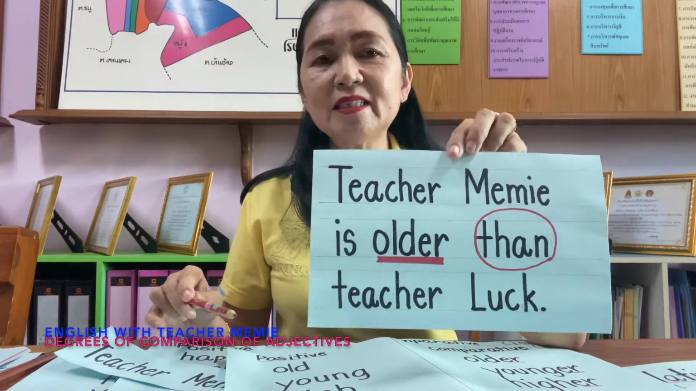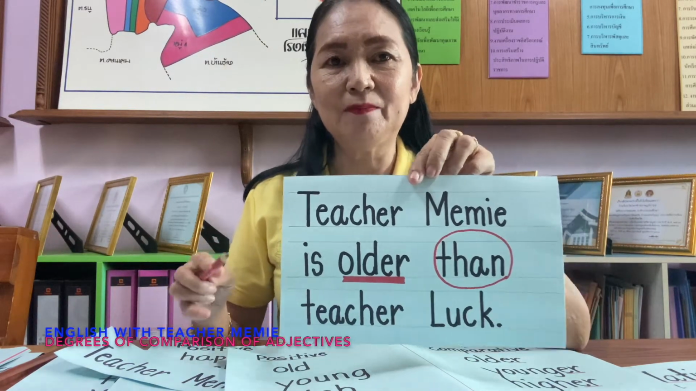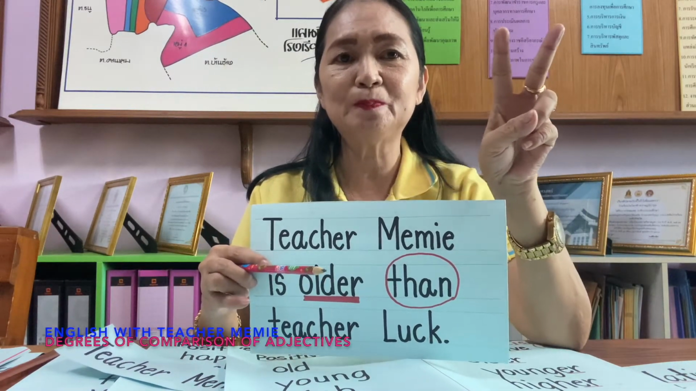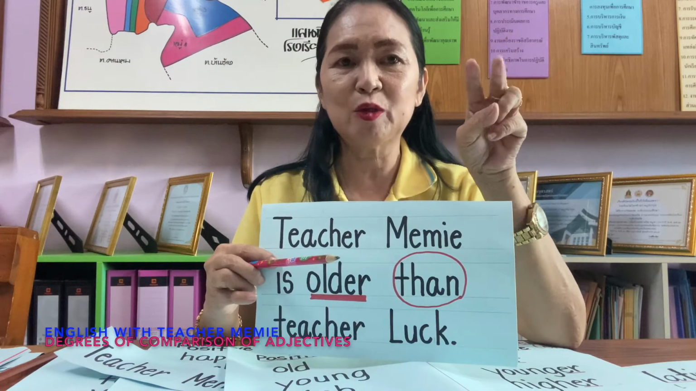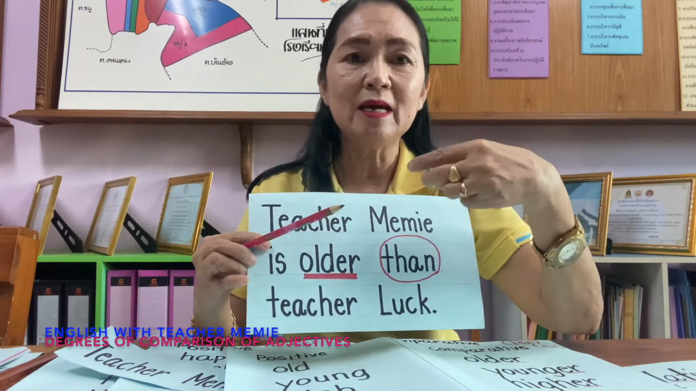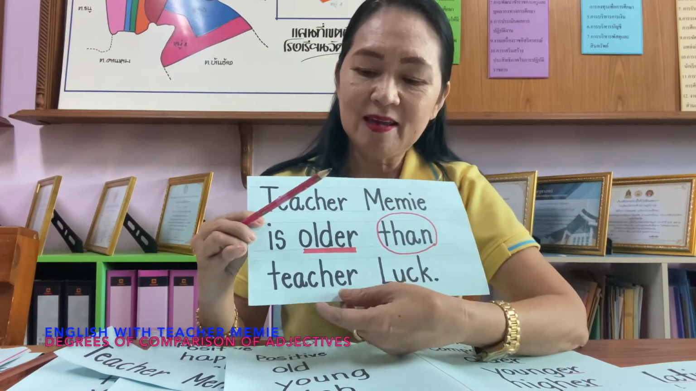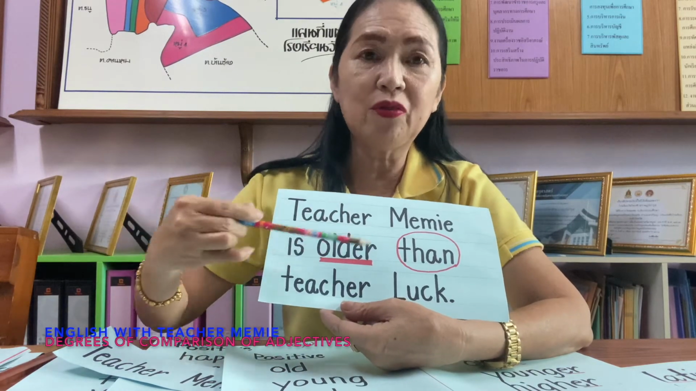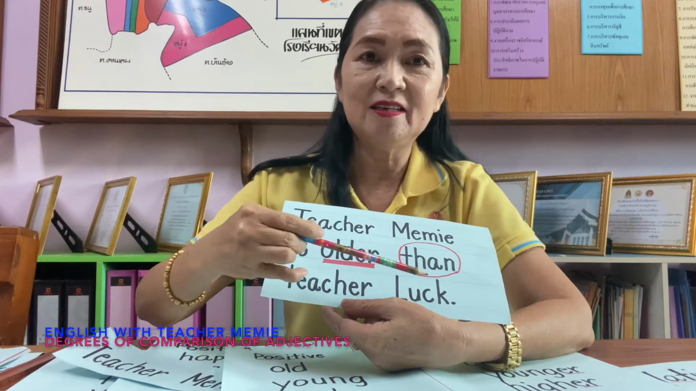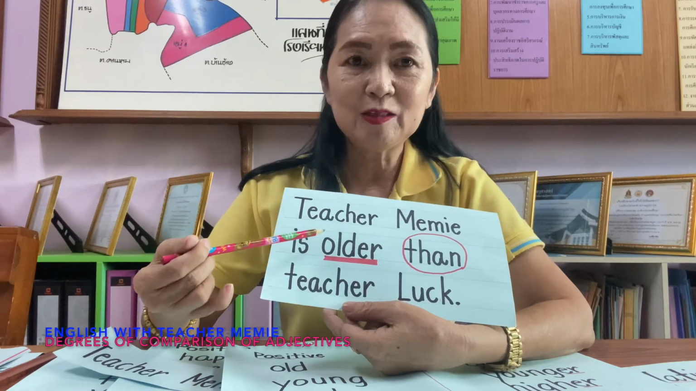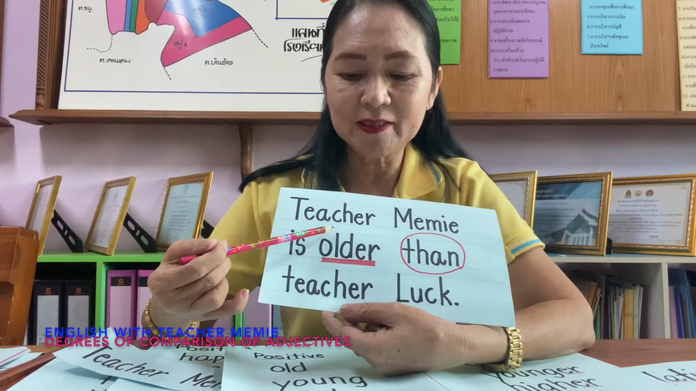Now this sentence is comparative because we have two people here that we describe, and we compare Teacher Memie to Teacher Lack. Teacher Memie is older than Teacher Lack. So this sentence is comparative.